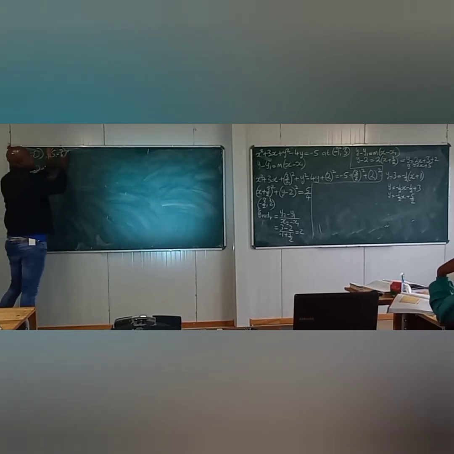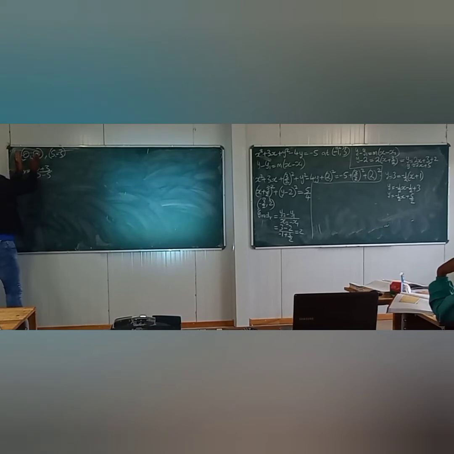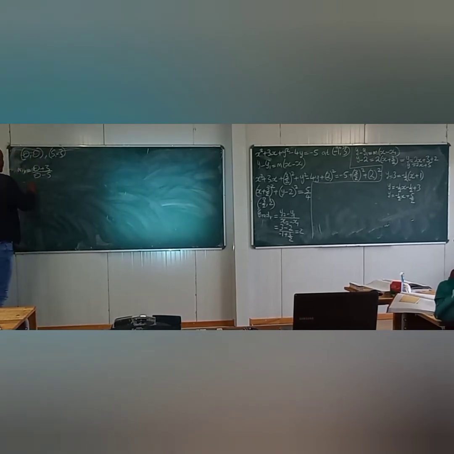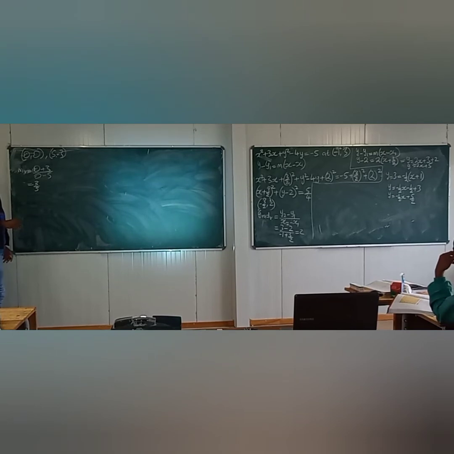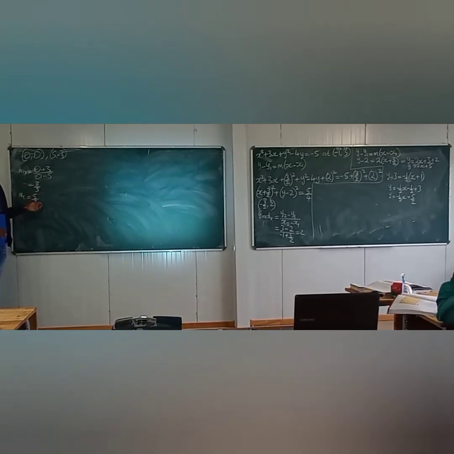If we take 1, coming down 2. Then the total is 3 over negative 3 over 5. Then we take the negative reciprocal of this one. So what is the tangent? 5 over 3. When I multiply these two, I get negative 1.